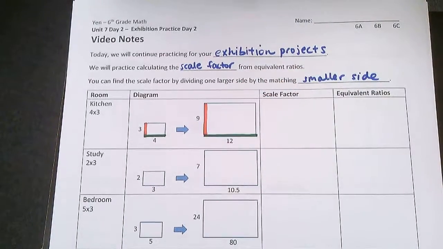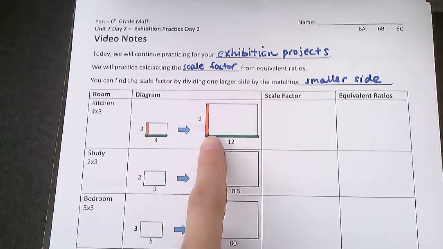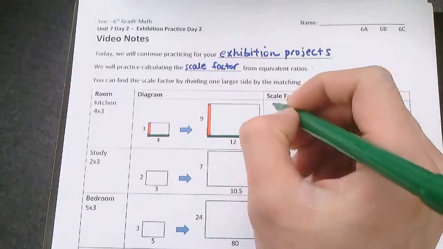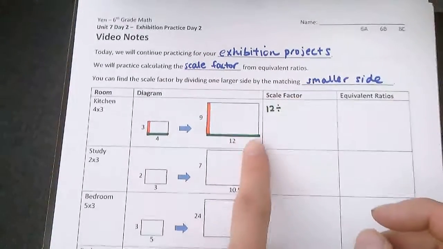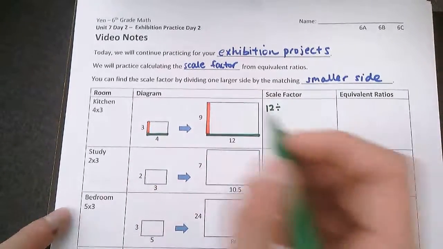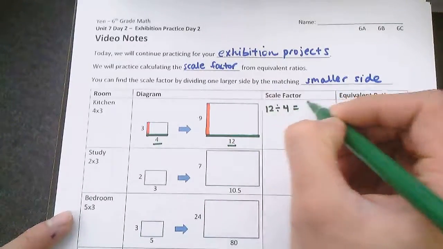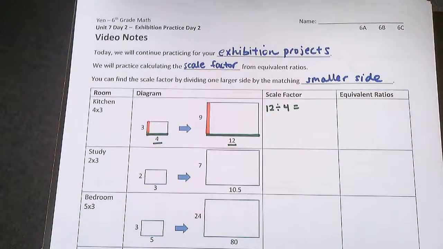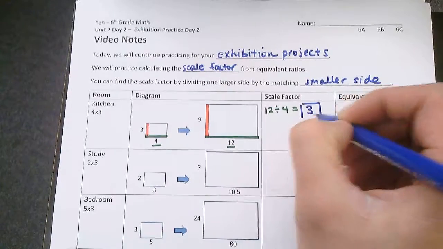So to find the scale factor, I can divide one larger side, so let's try this 12, for example. I can divide it by its matching smaller side. So it matches up with this 4, right, this 12 with this 4. So I can divide 12 by 4, and 12 divided by 4 is 3. So my scale factor is 3.